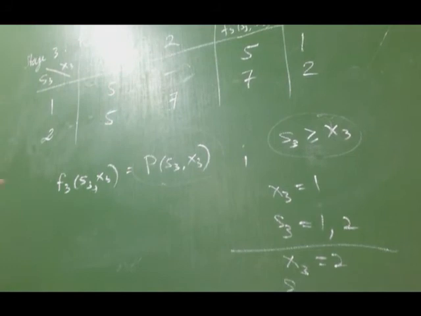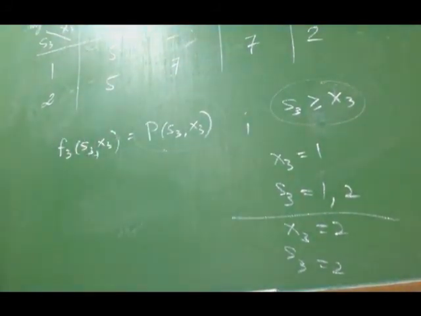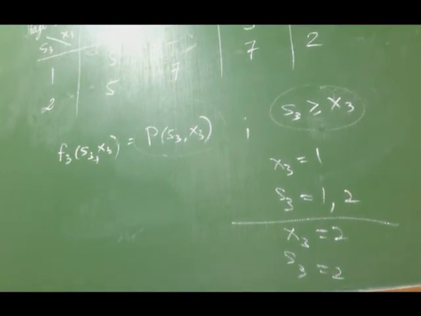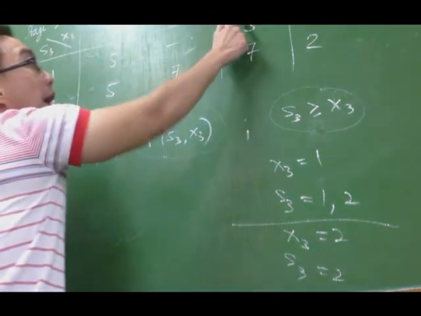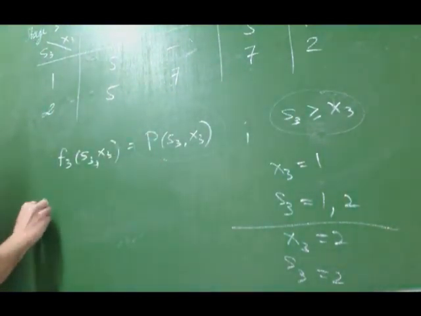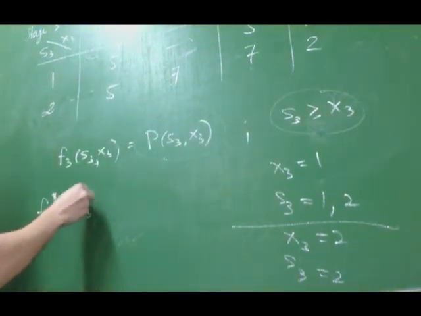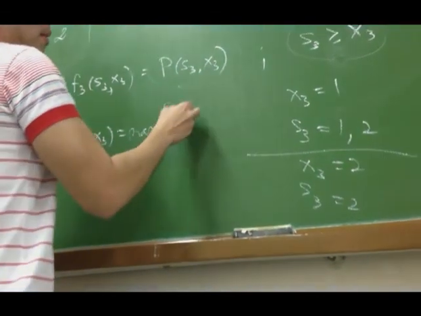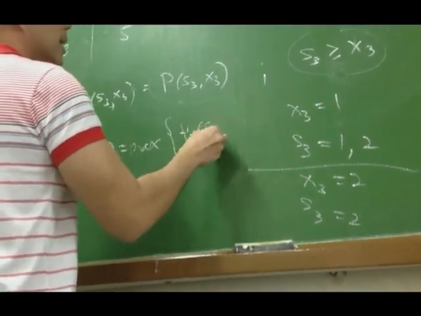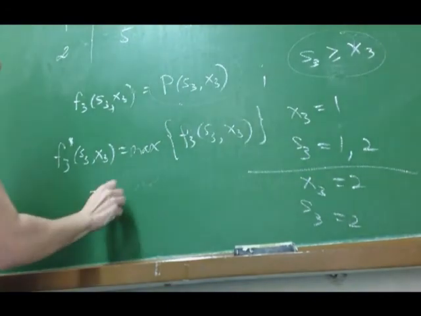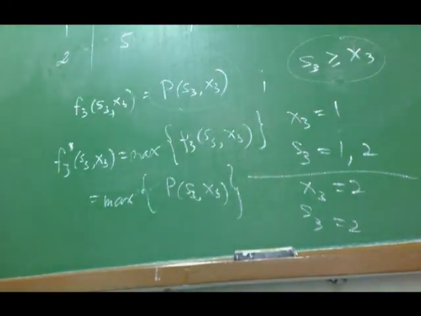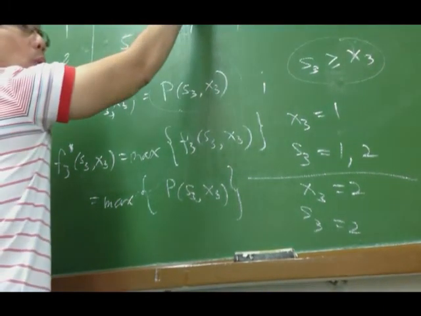Ganyan? So, this function is what we call our return function. That's the return function. Okay? Next, after that, we formulate the recursive function. How did we get to 5 and 7 sa ating F3 asterisk? So, F3 asterisk is our what? It's just the maximum, di ba? It's the maximum of, actually, F3 na lang muna lagyan natin, S3, X3, or basically that is the maximum of P(S3, X3). Okay? Alright? Maximum between what? Between 1 and 2. Okay?